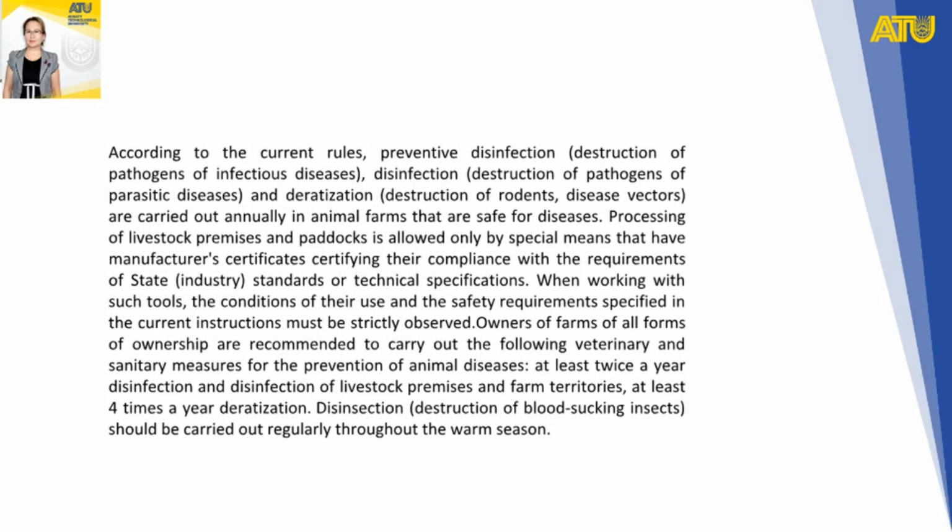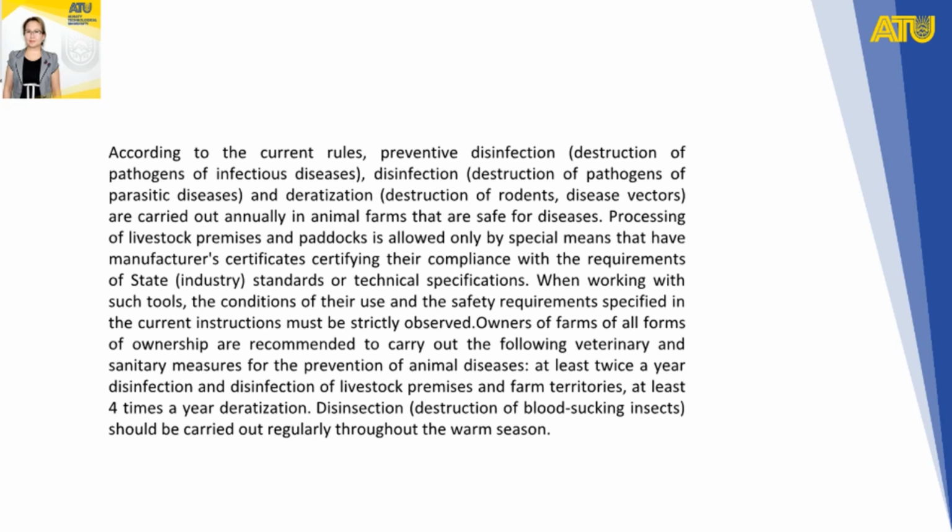According to the current rules, preventive disinfection, destruction of pathogens of infectious diseases, disinfection, destruction of pathogens of parasitic diseases, and deratization, destruction of rodents, disease vectors, are carried out annually in animal farms that are safe for diseases. Processing of livestock premises and paddocks is allowed only by special means that have manufacturers' certificates certifying their compliance with the requirements of state, industry, standards or technical specifications.